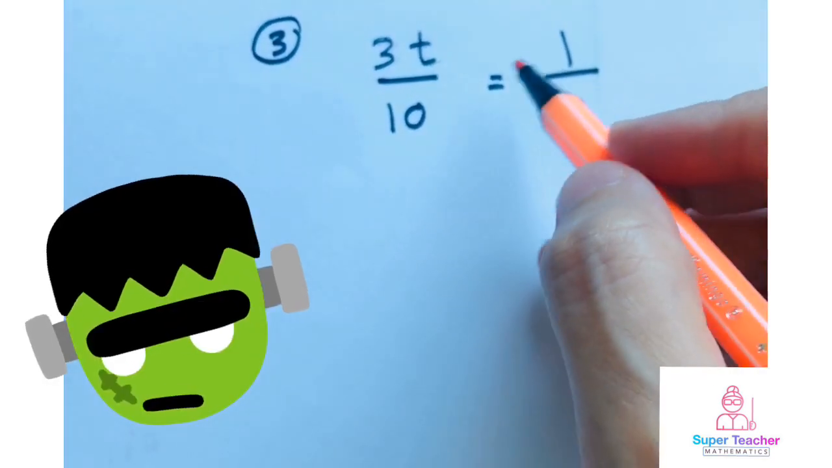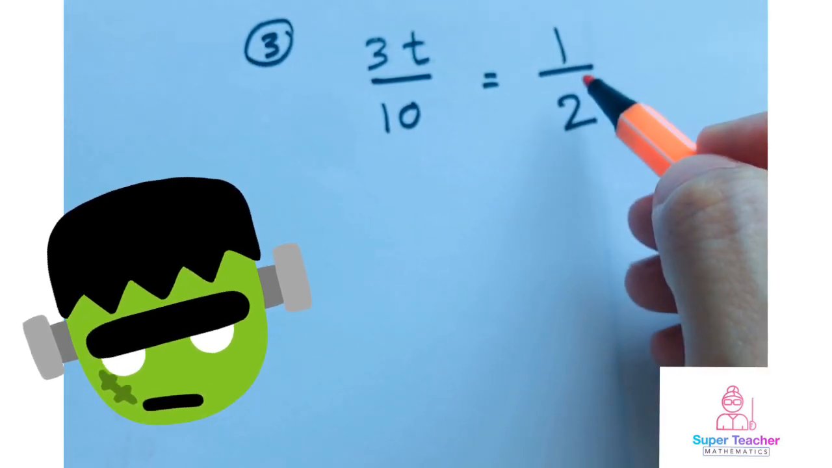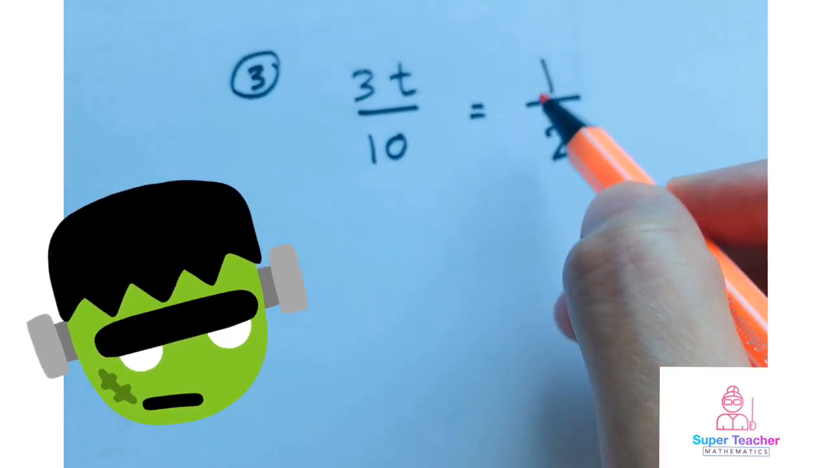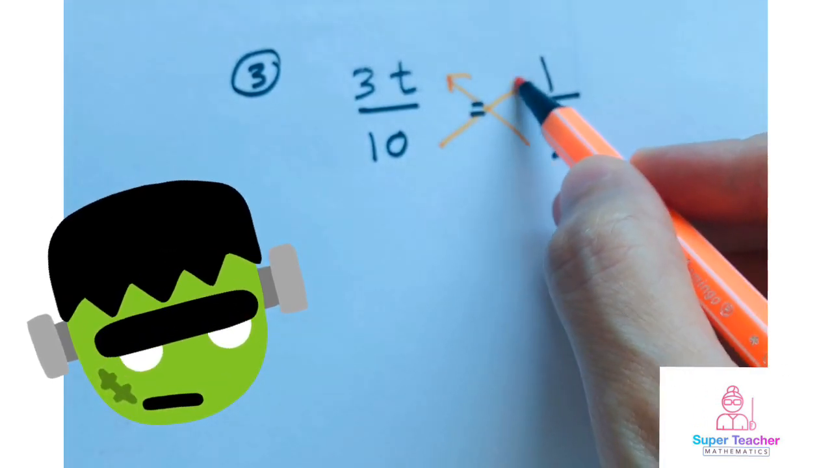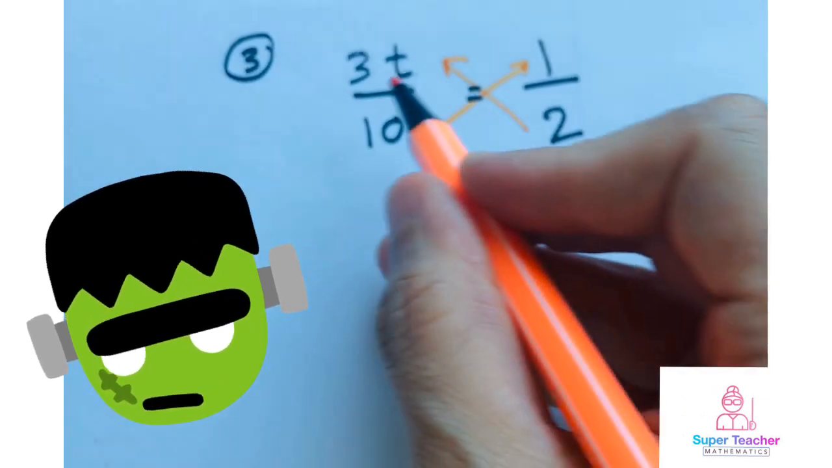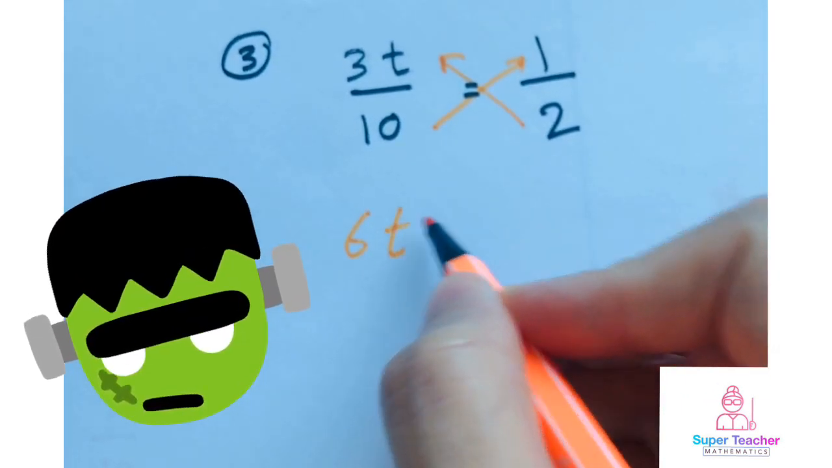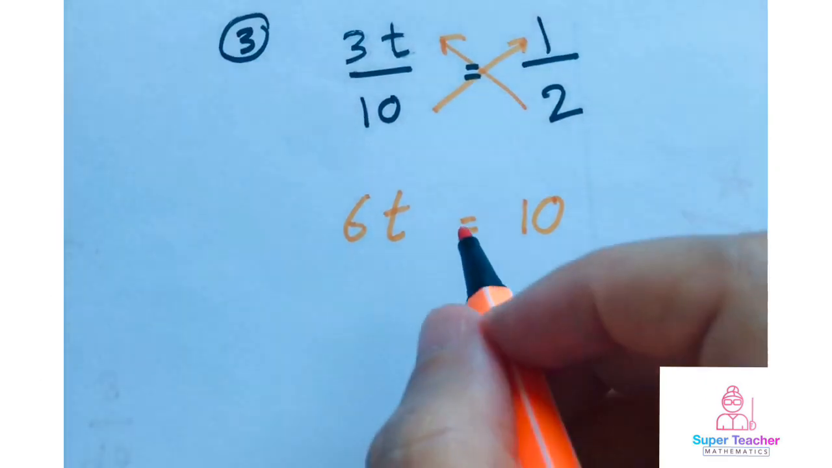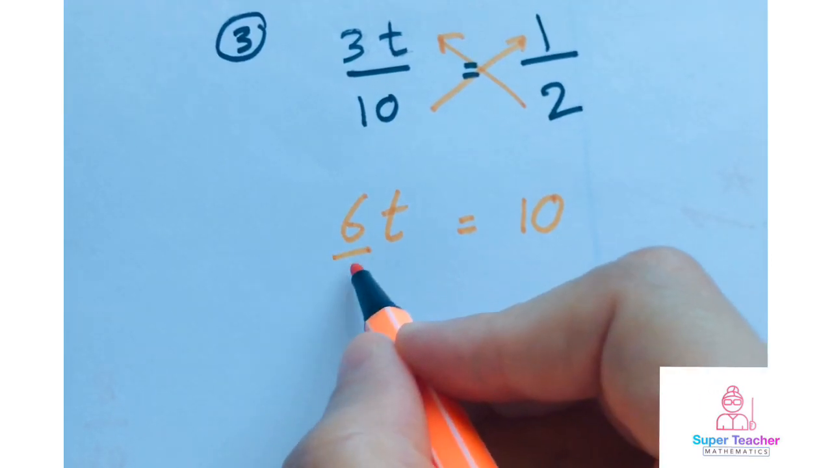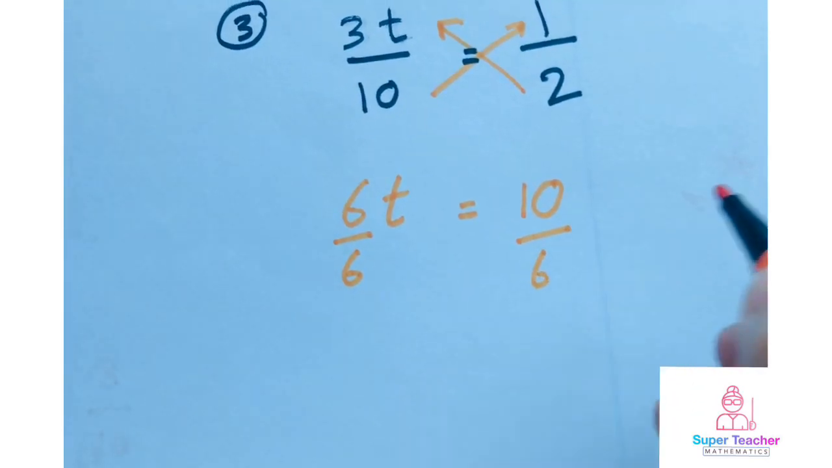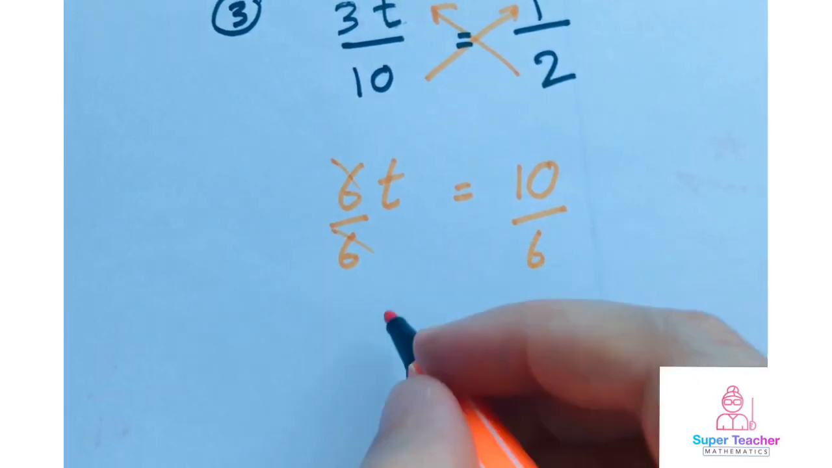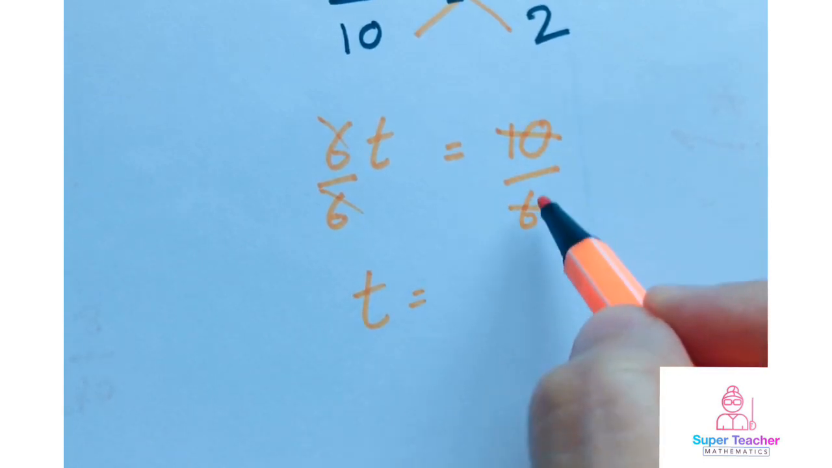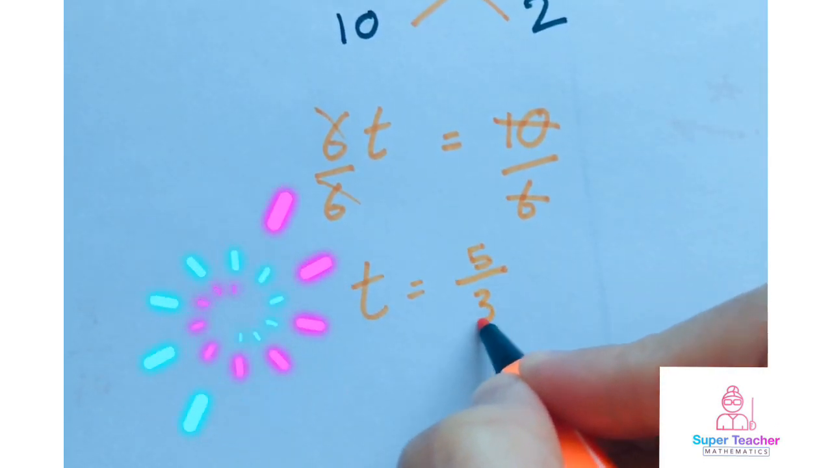Okay, question 3: 3t over 10 equals 1 over 2. This is a little bit harder because we have a 3 with the t, but it's the same thing. I'm going to start with cross multiplying. So 2 times 3t is 6t equals, on the other side, 10 times 1 equals 10. Now I'm going to divide by 6 on both sides. Simplify: t equals 10 over 6. I will divide by 2 up and down, and it will be 5 over 3.